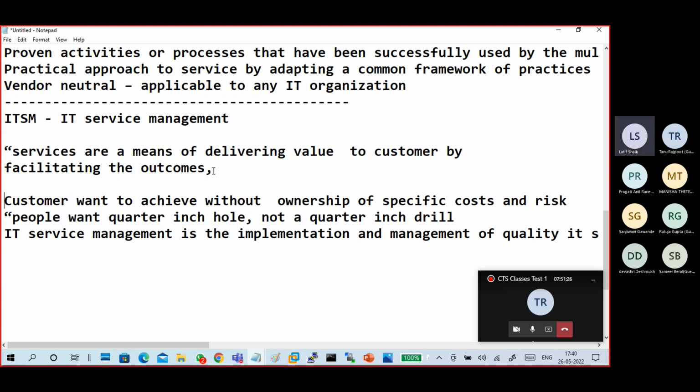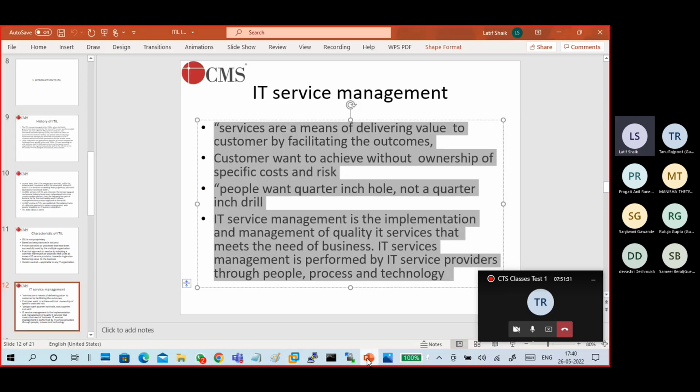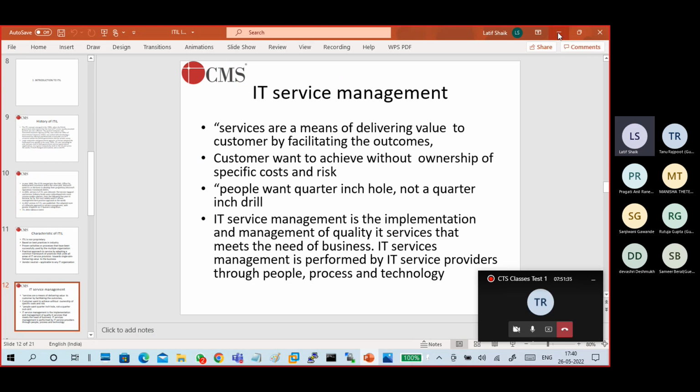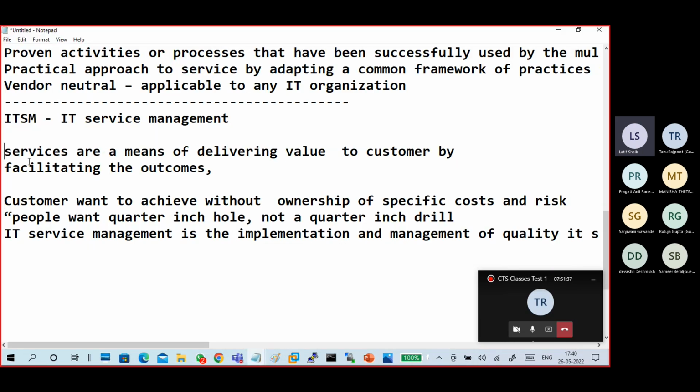Why is it split like this? It is not given properly. I didn't prepare it. I took it from my previous organization.